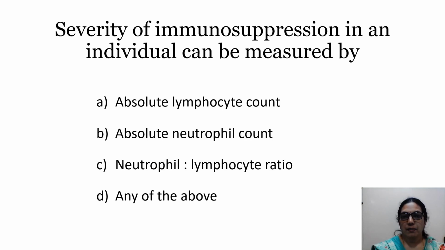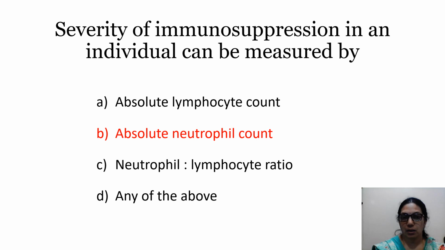Next, severity of immunosuppression in an individual can be measured by. So we are treating some immunocompromised patients also because they are more prone to get infections. So we should know the level of immunosuppression in a patient, which means we have to know the absolute lymphocyte count, absolute neutrophil count, or neutrophil to lymphocyte ratio, or any of the above will give the severity of the immunosuppression in a patient. What is the answer? The answer is absolute neutrophil count will help you to know the severity of immunosuppression in a patient.